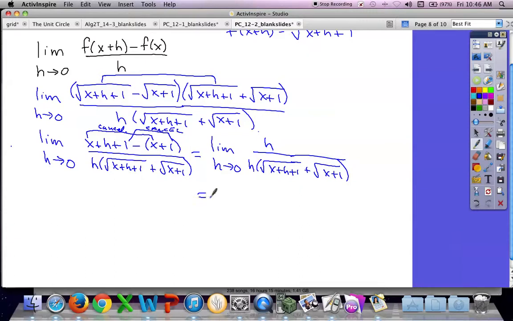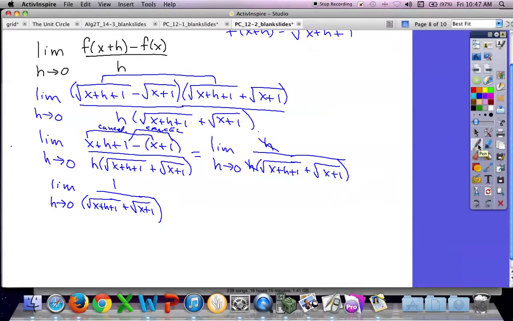Well, we're about to do that. Right? So now, because there's an h here and an h here, they cancel. So we're taking the limit as h approaches 0 of 1 over the square root of x plus h plus 1 plus the square root of x plus 1. Now, try the direct substitution now.